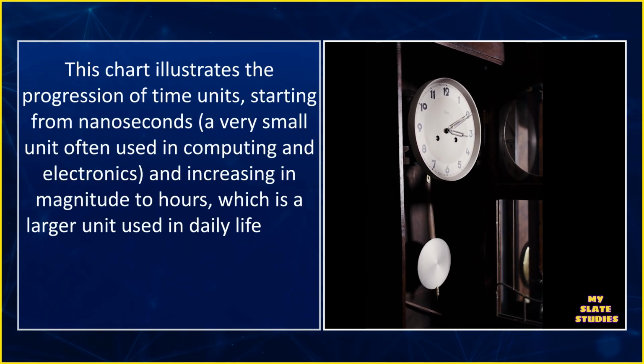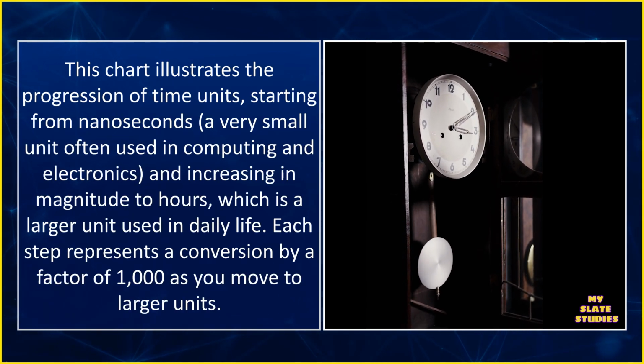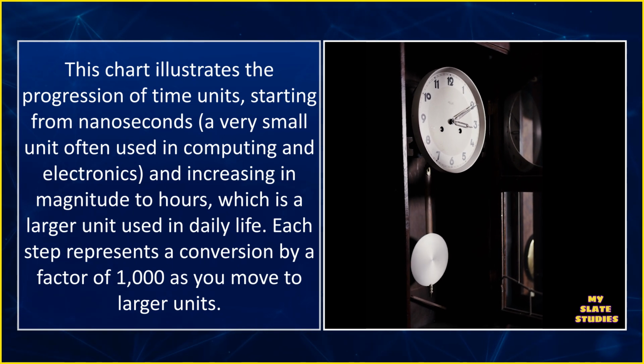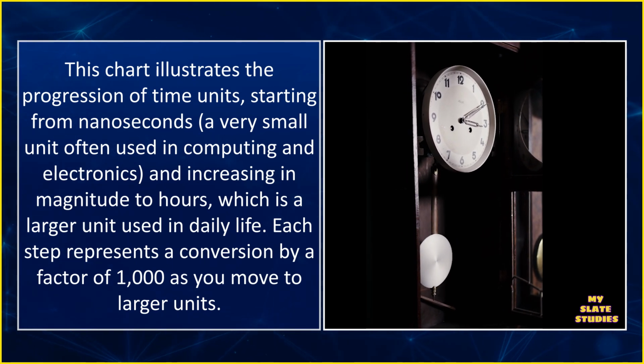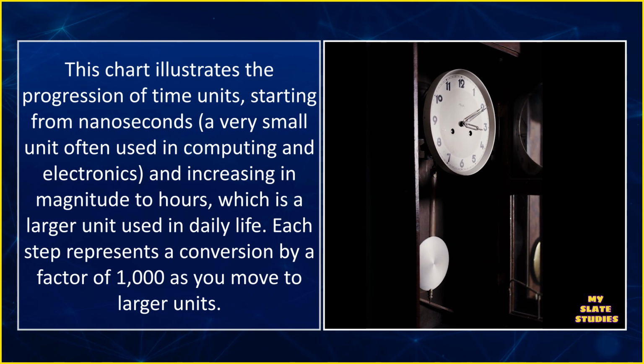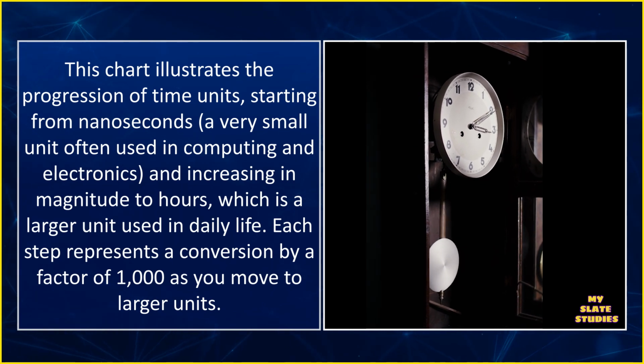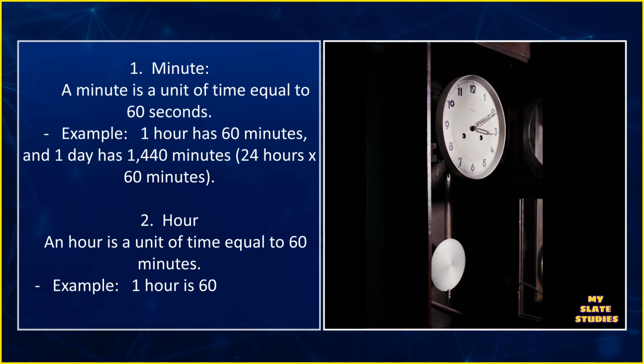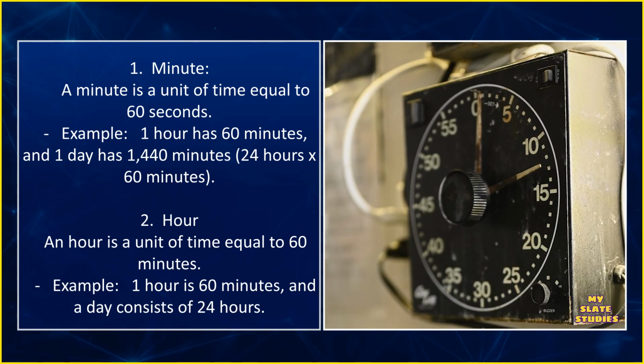This chart illustrates the progression of time units, starting from nanoseconds, a very small unit often used in computing and electronics, and increasing in magnitude to hours, which is a larger unit used in daily life. Minute. A minute is a unit of time equal to 60 seconds. Hour. An hour is a unit of time equal to 60 minutes.